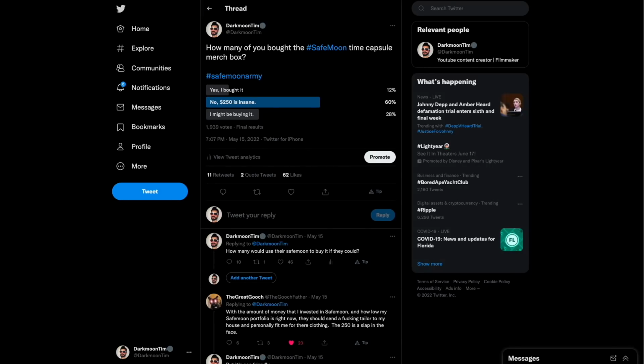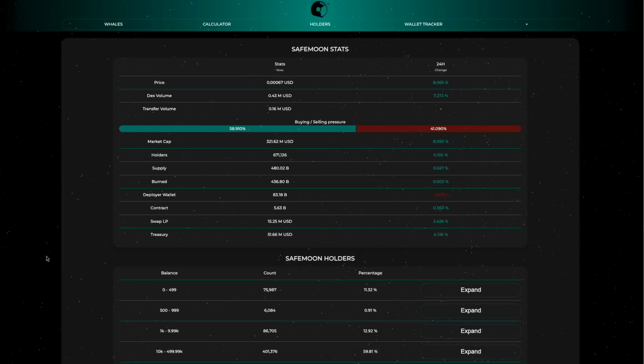Now let's fly on over to this. This is safemoon.blue.biz.com, and this is a really cool website. If you guys haven't been to it, you should definitely check it out. It gives you a lot of stats on Safemoon. And as you can see for today, right now, the buying pressure is up over the selling pressure, 58 to 41%. So it's showing you that there are a lot more buys coming in than sales for Safemoon right now, and the price is going up.